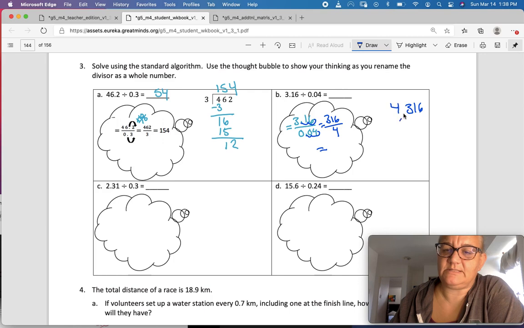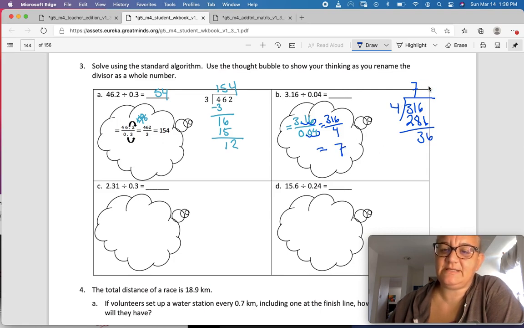316, 4 into 316. 4 goes into 3 0 times. 4 goes into 31. How many times? 7 times. Okay, 4 times 7 is 28. Then I'm going to bring down the 3 and the 1 and the 6. 4 goes into 36 9 times. So my answer is 79.